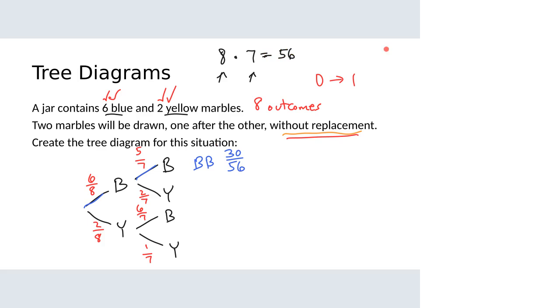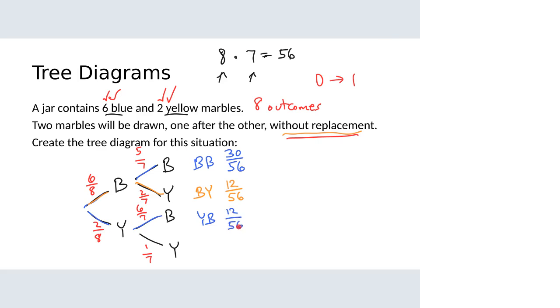Up next we would have blue followed by yellow, and that'll be 6/8 times 2/7. Be careful when you do these. It's really easy to grab the wrong numbers or make a mistake that way, so just be patient and careful as you go through them. 6 times 2 would be 12, and 8 times 7 is still going to be 56. And we keep going through, and we have yellow followed by blue. That's 2/8 times 6/7. So 2 times 6 will be 12, and our denominator is going to stay 56.